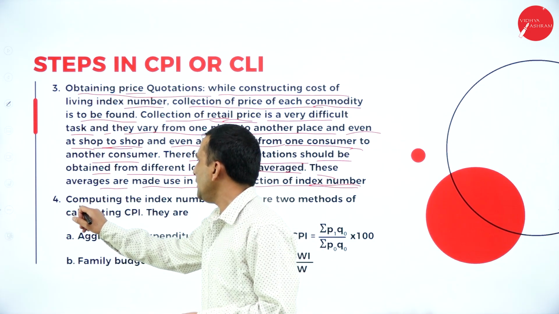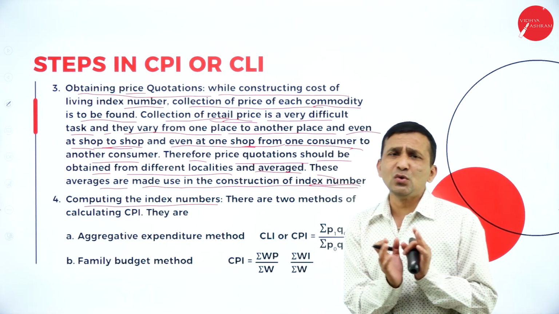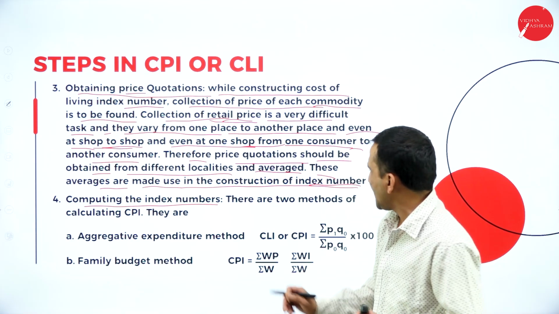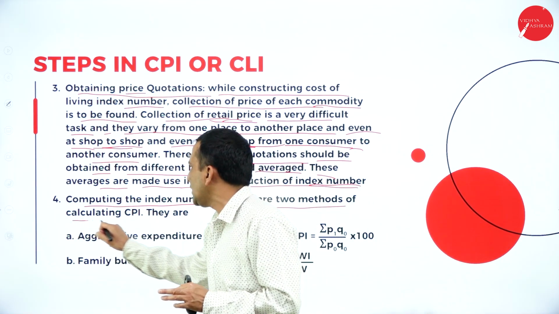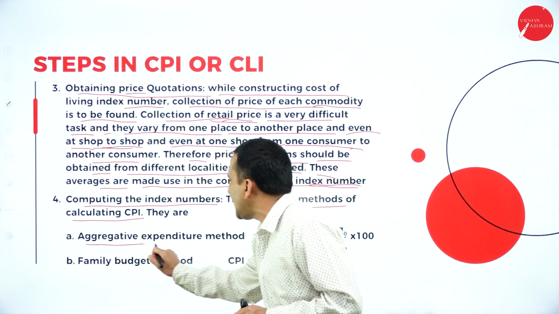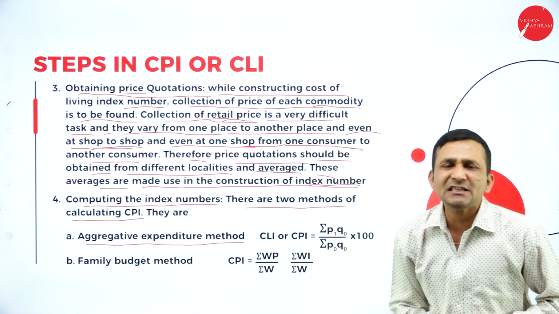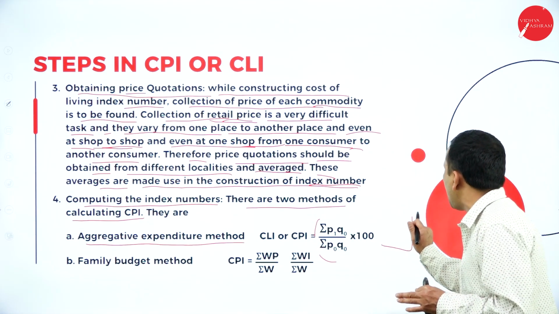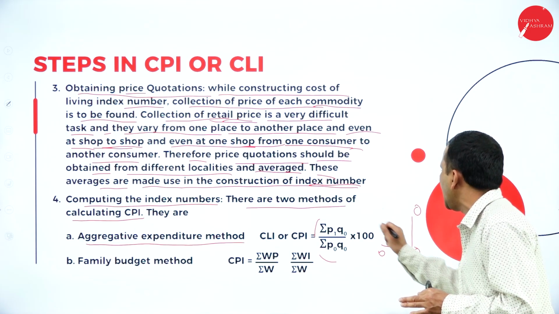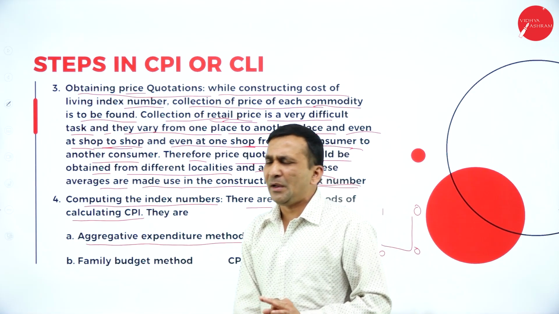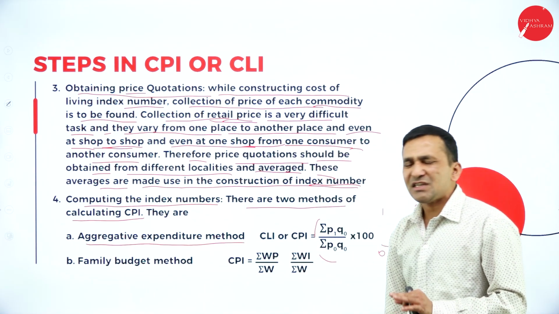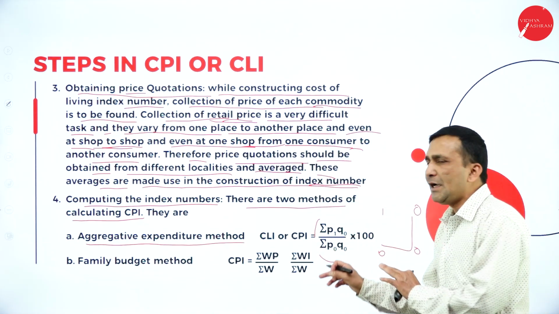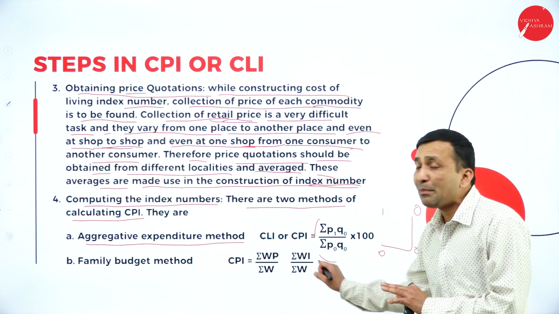Moving to the fourth step, computing the index number. We need to compute the index number using two major techniques. There are two methods of calculating the CPI. One is the aggregate expenditure method, where we always depend on the Laspeyres formula. We know the base year is 0 and then year 1. So we can easily remember AEM. AEM stands for aggregate expenditure method, which is the weighted aggregate method related to the Laspeyres formula.